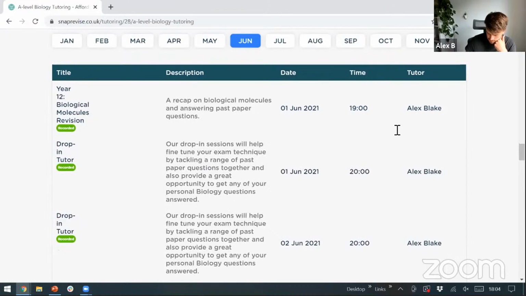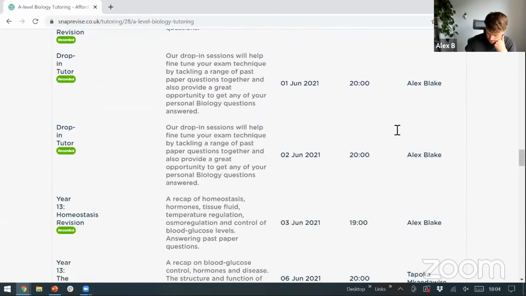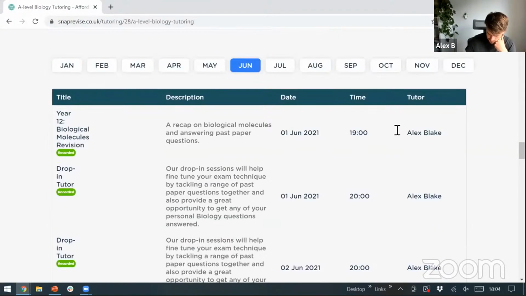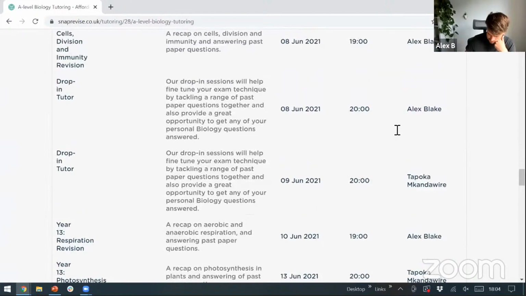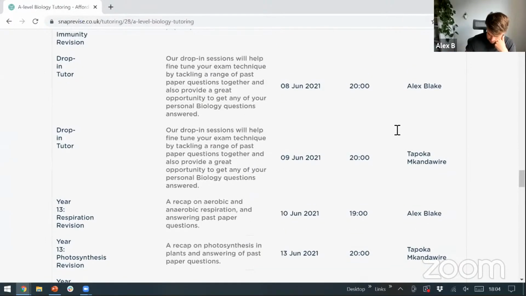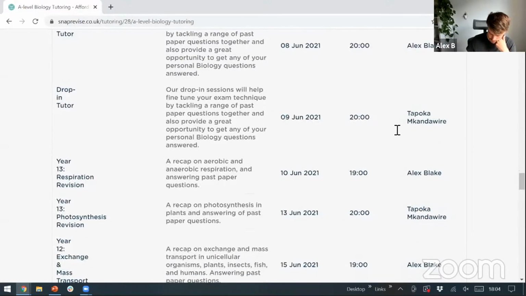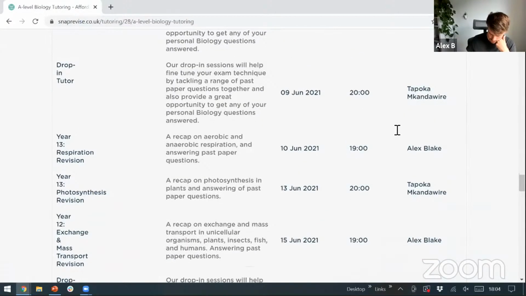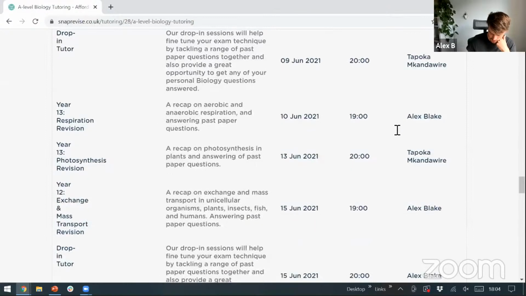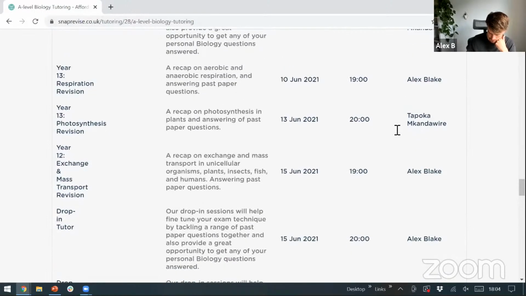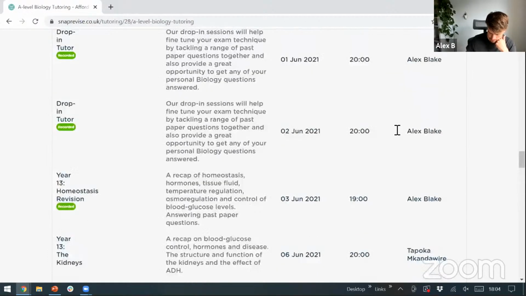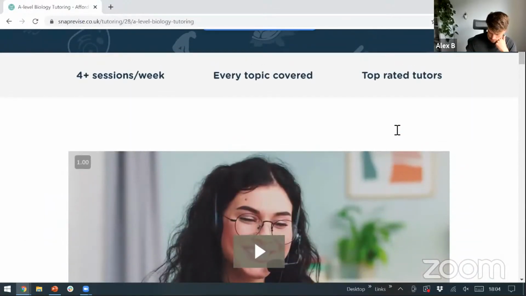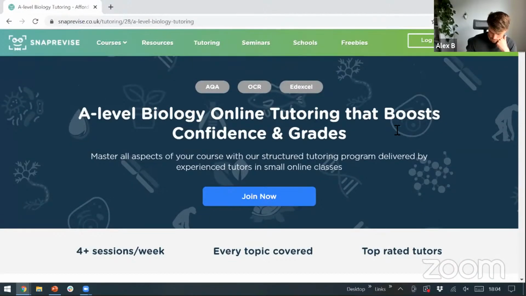This is our schedule. I've got some sessions this week. We're starting with aerobic respiration with A2, and we're looking at some photosynthesis and exchange and transport, that sort of thing.